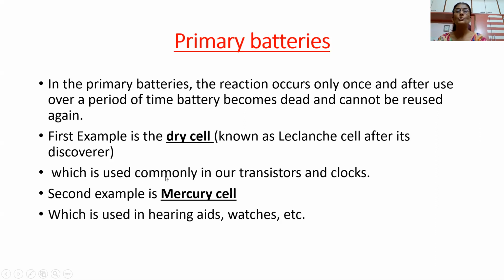And what is the use of the dry cell? It is used in our transistors and clocks. As I told you, we use it in clocks and transistors. The second example of a primary cell is the mercury cell. We use the mercury cell in hearing aids and wrist watches, and in wall clocks we use the dry cell. So two examples are given in our book for primary cells: one is the dry cell, another is the mercury cell. We will discuss them one by one.